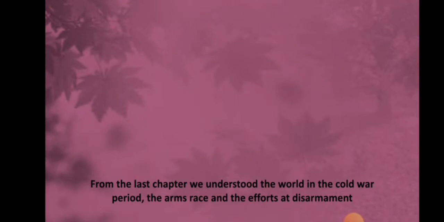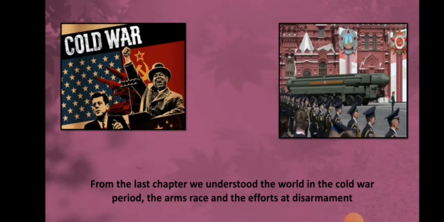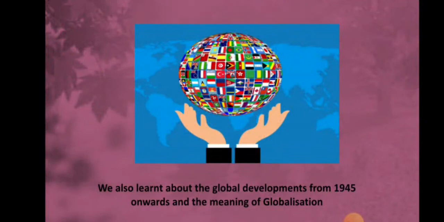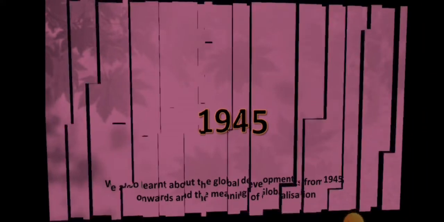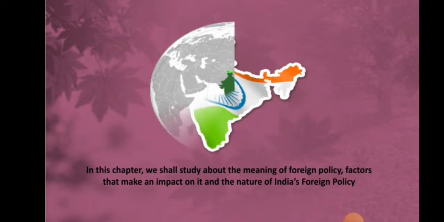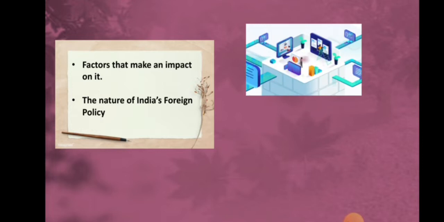From the last chapter, we understood the world in the Cold War period, the arms race, and the efforts at disarmament. We also learnt about the global developments from 1945 onwards and the meaning of globalization. In this chapter, we shall study the meaning of foreign policy, the factors that make an impact on it, and the nature of India's foreign policy. So we are going to see two important points: the factors that make an impact on it, and the nature of India's foreign policy.